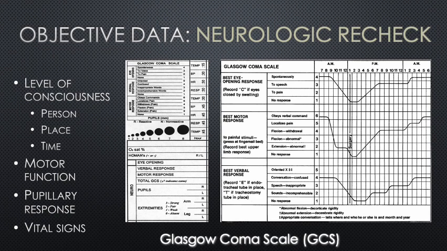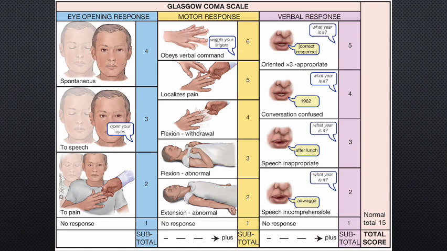You're looking for motor response, whether they are able to have extension, flexion, localized pain, or maybe they open up their eyes with command. And then lastly, the verbal response. You want to see if their speech is appropriate, their sounds are appropriate, and how they are communicating. And I think I might have skipped one, the eye opening response. So you want to see if they open their eyes to speech, to pain, spontaneously, or if there's even a response at all. The next slide here is a visual representation of the Glasgow Coma Scale for visual learners.